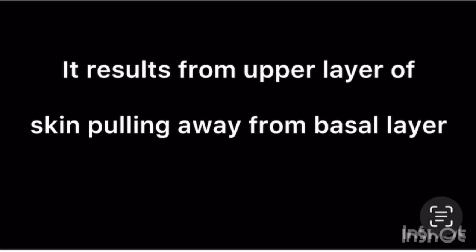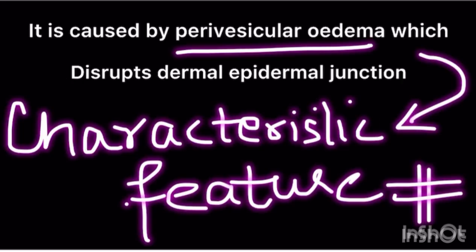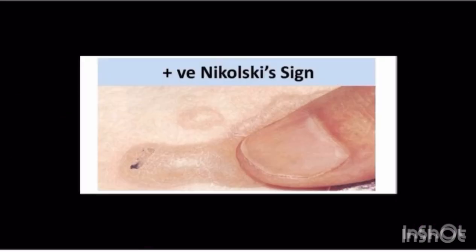It results from the upper layer of skin pulling away from the basal layer, and it is caused by perivascular edema. Now what happens is, the dermal and epidermal junction is disrupted by applying pressure, and it is also a characteristic feature. You can see here pressure is being applied on the normal adjacent area, and vesicles and bullae are being freshly formed.